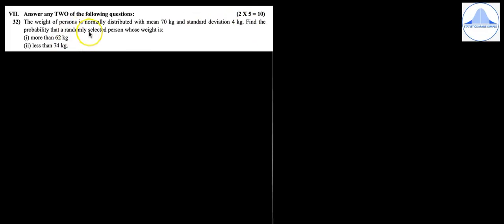Find the probability that a randomly selected person whose weight is first subdivision more than 62 kgs and second subdivision less than 74 kgs. So let us first write down the terms which are given. The mean is 70, so it means mu is equal to 70. Standard deviation means sigma, this is equal to 4. Next, you define capital X as weights of persons.